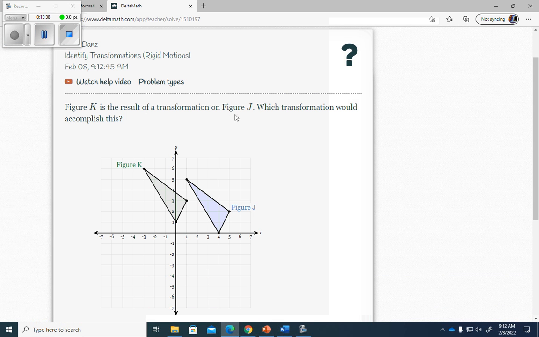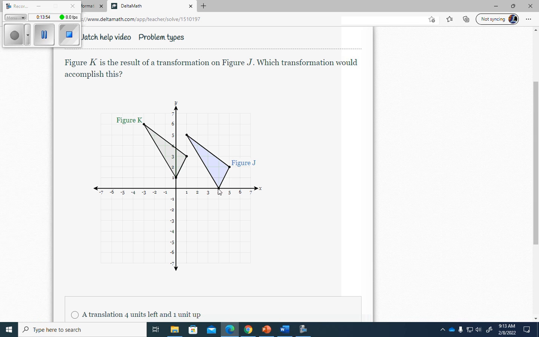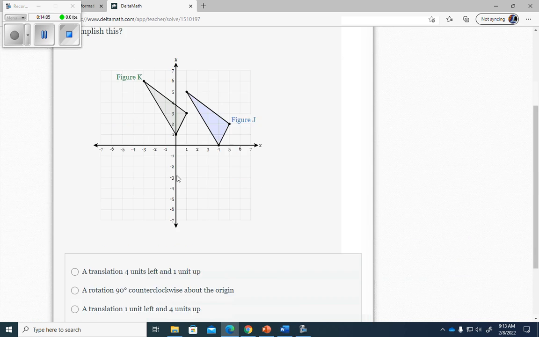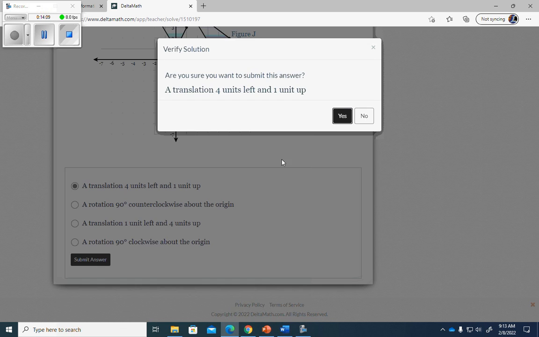Figure K is the result of a transformation on figure J. So it slid over to the left and up. It's going to want to know exactly how much it slid. So it's either the first choice or the third choice. Pick a point. Look where my mouse is. And I'm going to count 1, 2, 3, 4 to the left and 1 up until I get to the corresponding point. 4 left and 1 up. So it must be that choice.